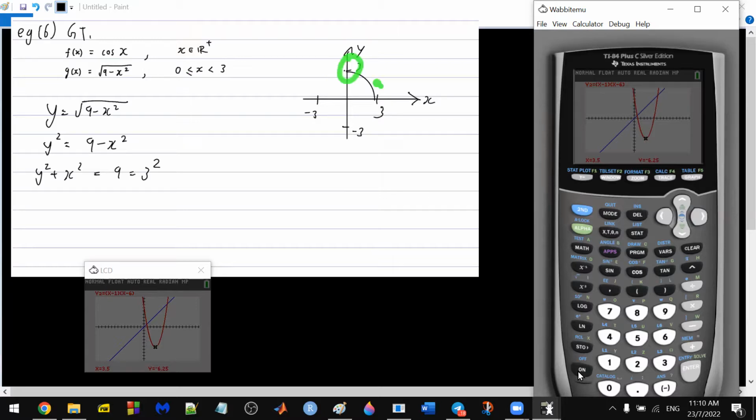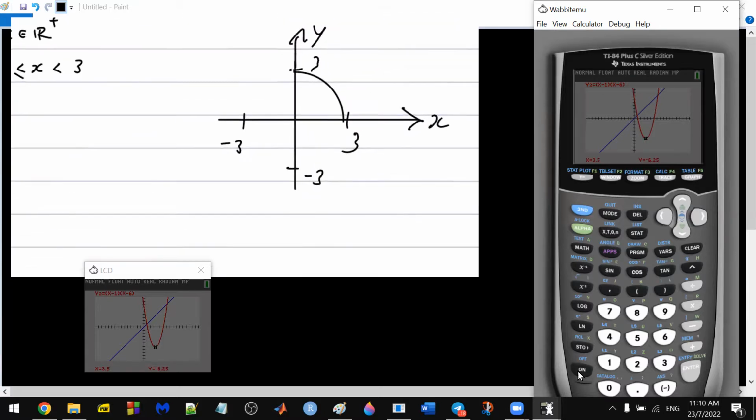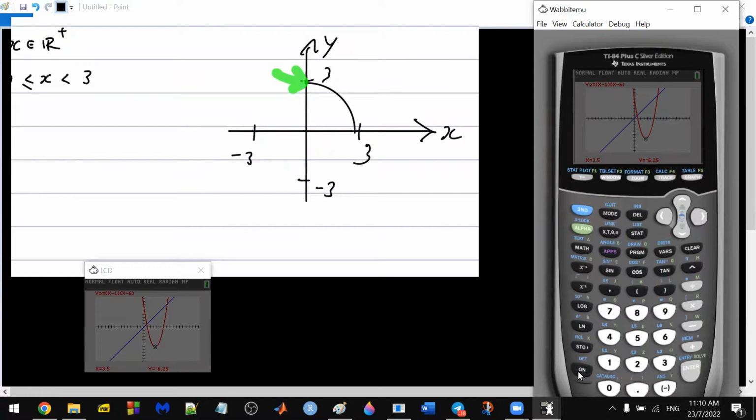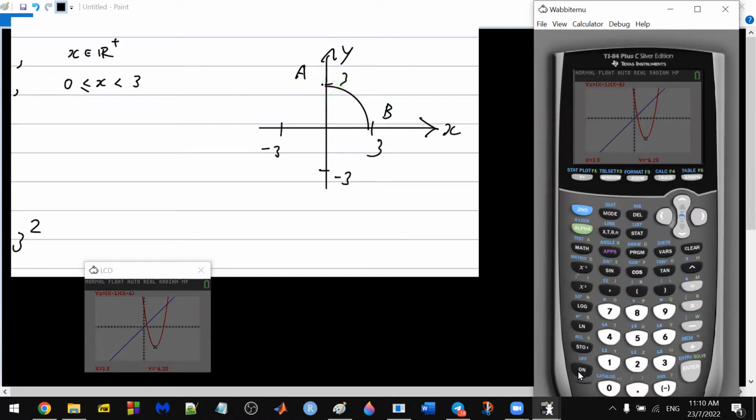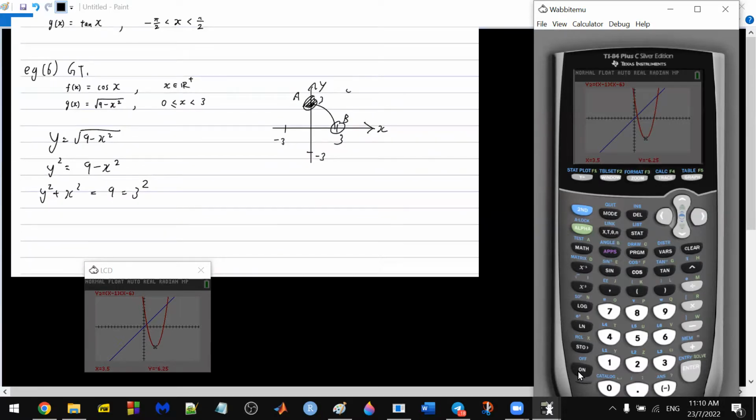How about this point and this point? Which one should be an empty circle? Both are x equals 3, sorry, let's call this A and let's call this B. Should point A be empty or solid? Solid. Good. Then B should be empty. Good. Okay, understand already. Well done. That is your g of x.